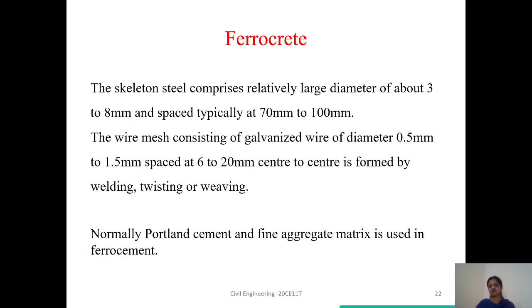The skeletal steel comprises of large diameter of about 3 to 8 mm steel spaced typically at 70 mm to 100 mm spacing. The wire mesh consists of galvanized wire of diameter 0.5 mm to 1.5 mm which are spaced at 6 to 20 mm center to center, which is formed by welding, twisting or weaving. Normally, Portland cement and fine aggregate matrix is used in ferrocement.